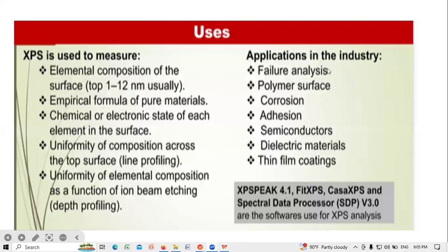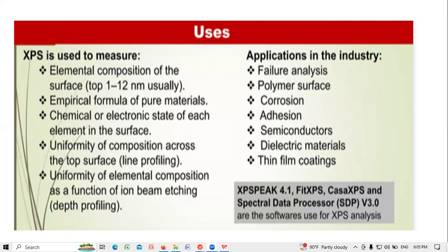There are several uses of X-ray photoelectron spectroscopy. It is used to measure the elemental composition of the surface, usually the top 1 to 10 nanometers, the empirical formula of pure materials, the chemical or electronic state of each element in the surface, and the uniformity of the composition across the top surface.